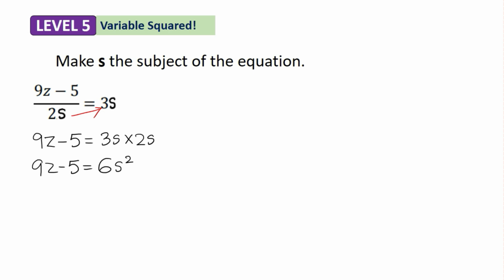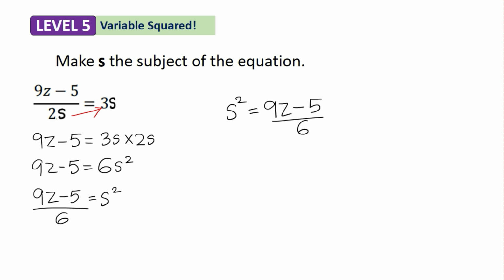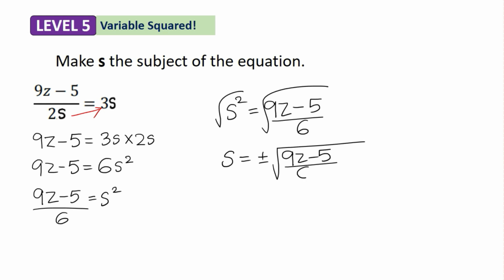My aim is to make s the subject, so I have a 6 multiplied here, which will be divided on the other side. So this is my s squared. I know whenever my variable here that is the subject is squared, I have to take square root on both the sides. So my s is going to be plus or minus square root of 9z minus 5 over 6.